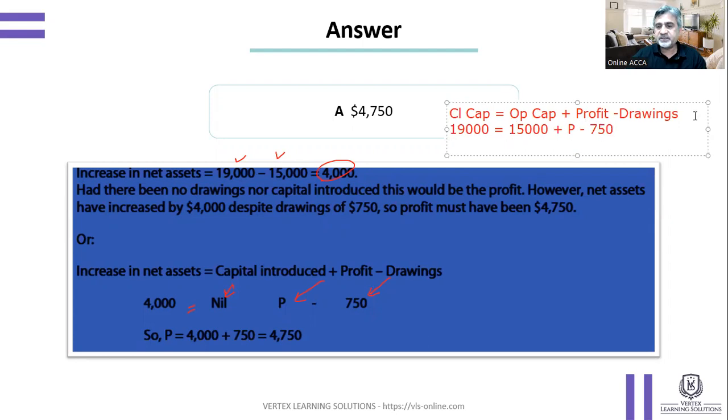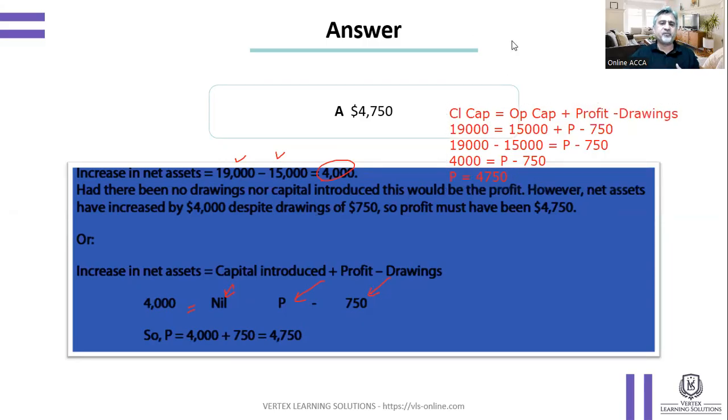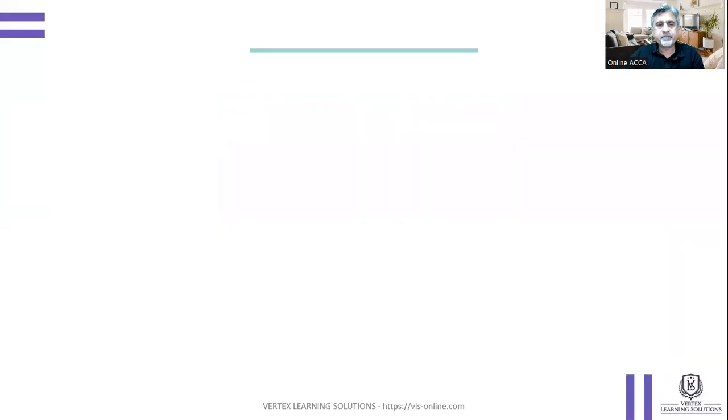Okay. And then if we have to calculate P, we would say 19,000 minus 15,000 is equal to P minus 750. Or you can say 4,000 is equal to P minus 750. Or you can say that P is equal to 4,750. So it is that simple, that equation which I explained before, not really very difficult, but I just solved it for those people who want more explanation.